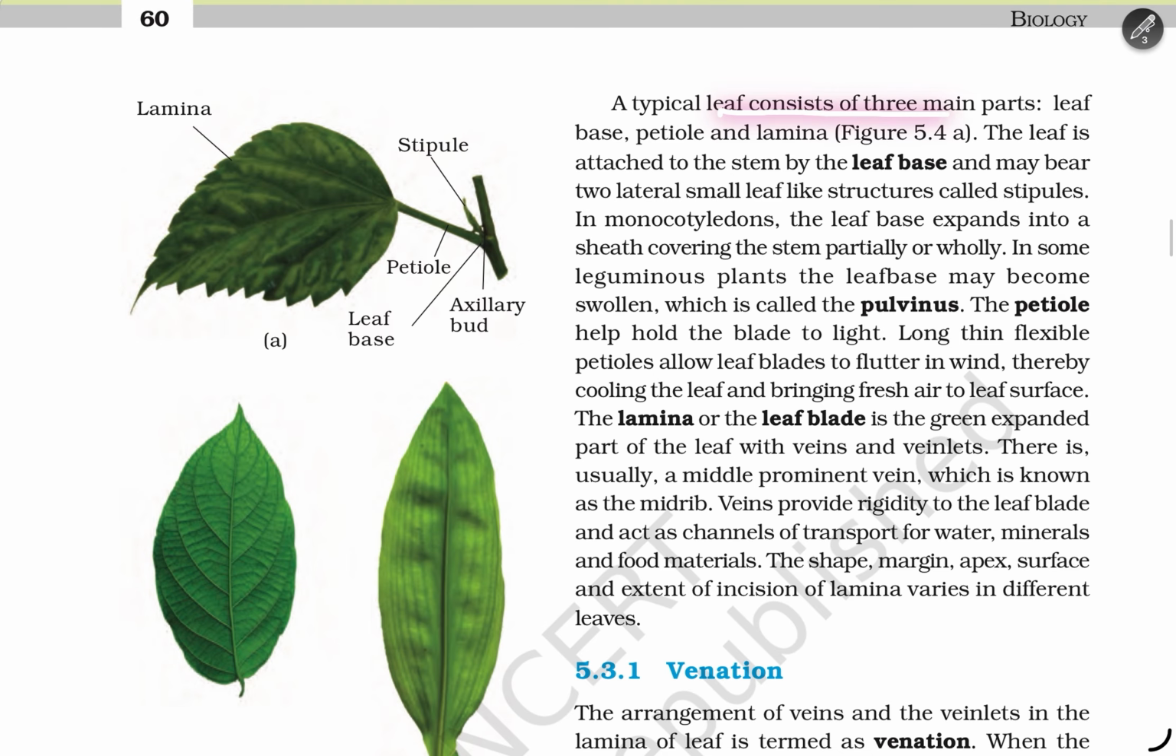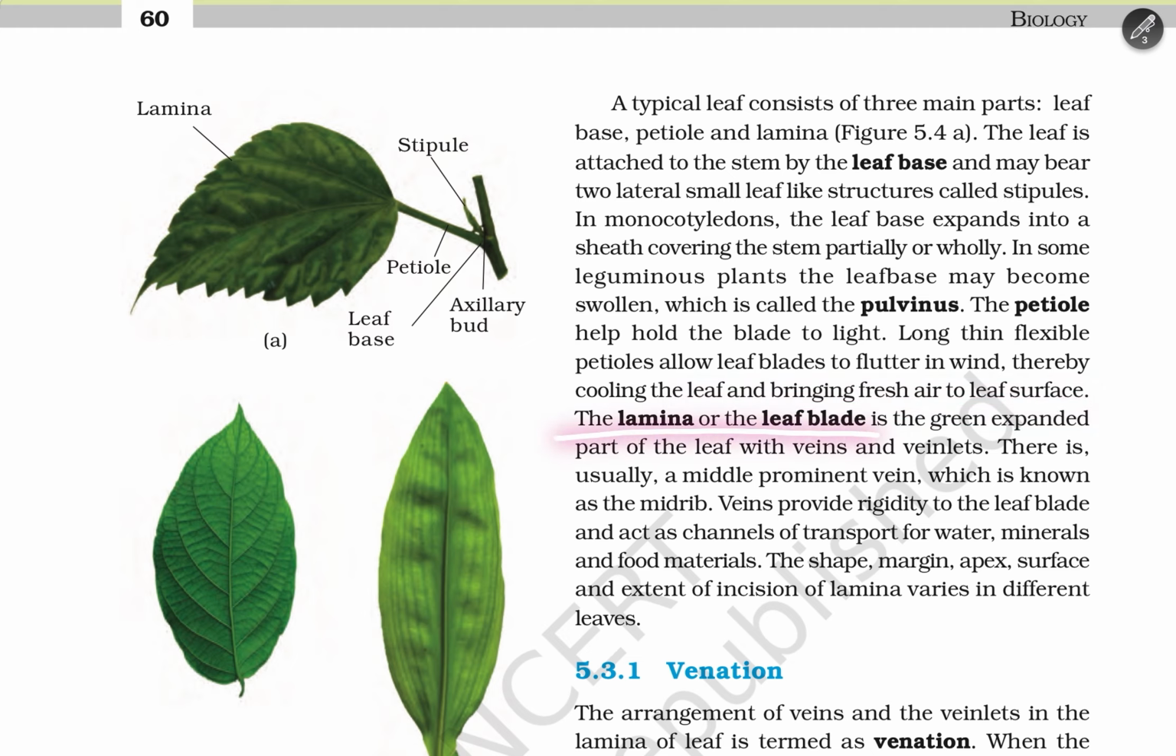A typical leaf consists of three main parts: leaf base, petiole, and lamina. The leaf is attached to the stem by the leaf base and may bear two lateral small leaf-like structures called stipules. In monocotyledons, the leaf base expands into a sheath covering the stem partially or wholly. In some leguminous plants, the leaf base may become swollen, which is called the pulvinus. The petiole helps hold the blade to light. The long, thin, flexible petiole allows the leaf blade to flutter in the wind, thereby cooling the leaf and bringing fresh air to the leaf surface.